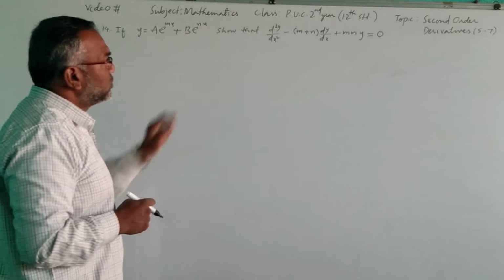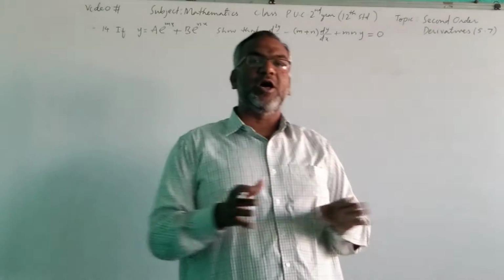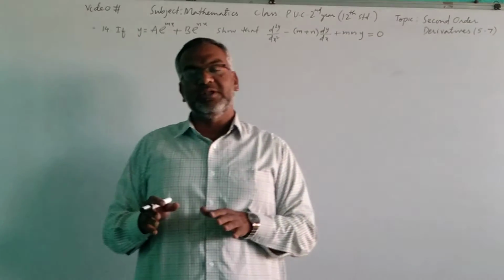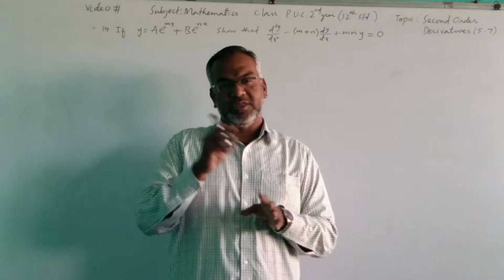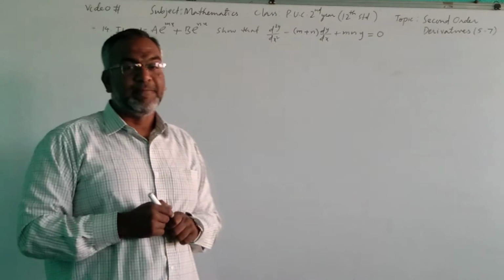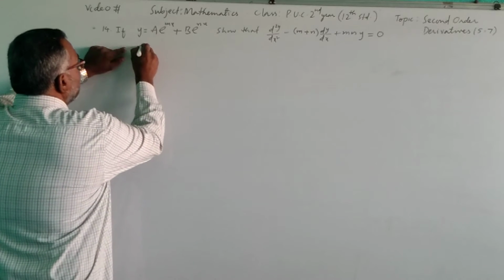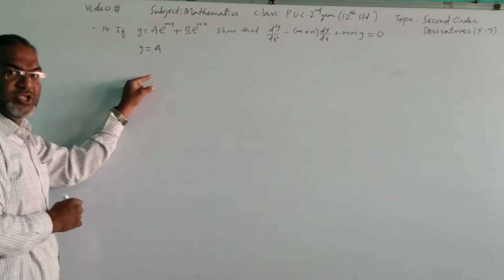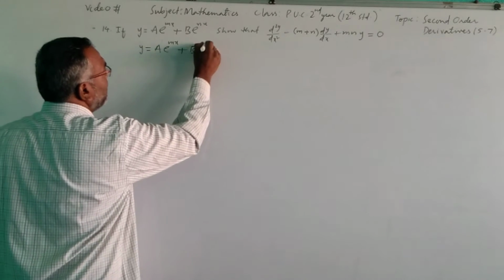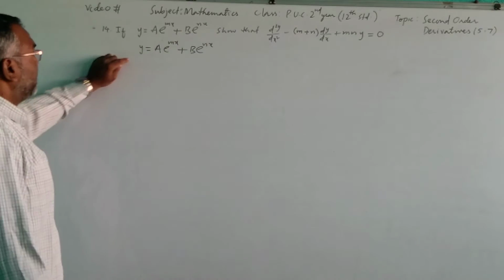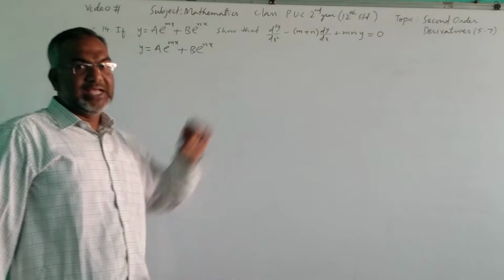Now, to solve this question, we cannot do it as we did in previous questions. We differentiated the given equation once, then twice, and we did some calculations, and we got the answer. We cannot do it here. To solve this question, we have to do it like this. The given equation is y is equal to a into e to the power of mx plus b into e to the power of nx. Now let's get dy by dx and d square y by dx square and see what happens.